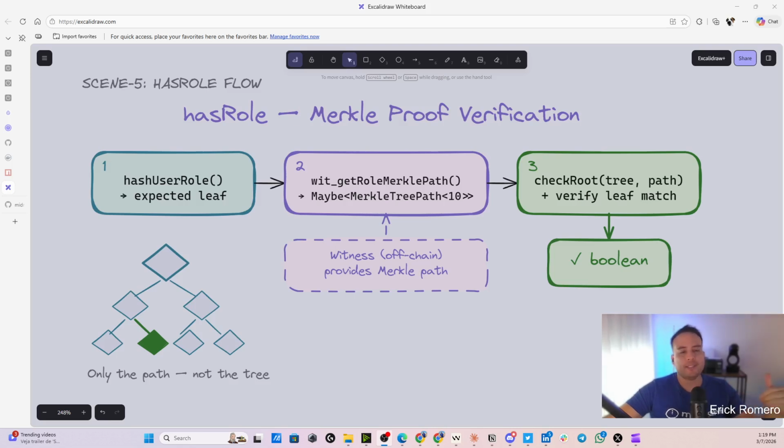If both checks pass, that means the user has the role. If either fails, whether it's the wrong path, wrong leaf, or no path at all, the check fails. Okay, and the beautiful part is that the circuit never sees the full Merkle tree. It only sees the path, a logarithmic slice. The verifier on chain only sees the proof that this computation was done correctly. Nobody learns which leaf position was checked. Nobody learns which role was verified. They just learn, yes, this proof is valid, and the user is authorized.